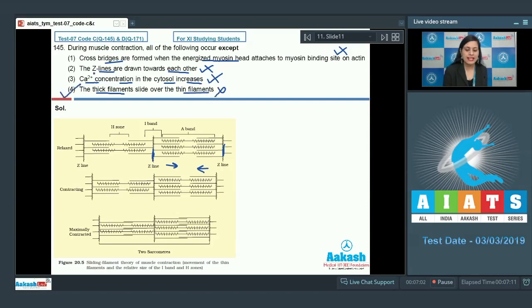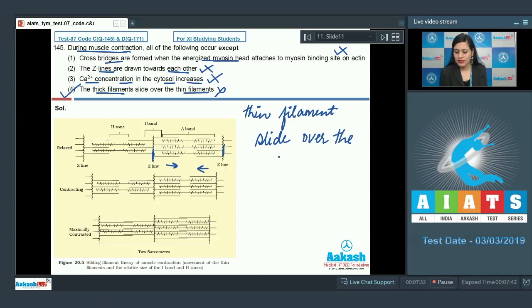The last statement is the thick filaments slide over the thin filaments, and as it is an incorrect statement, this is the correct answer to our question, because during muscle contraction, thin filaments slide over the thick filament. As a result, Z lines are drawn towards each other, leading to decrease in length of sarcomere. Sarcomere is the distance between two successive Z lines. So the correct answer to this question is option number 4. Let's discuss our next question.